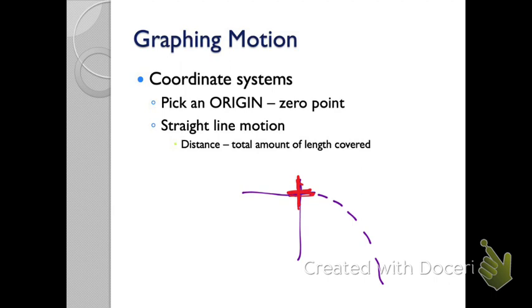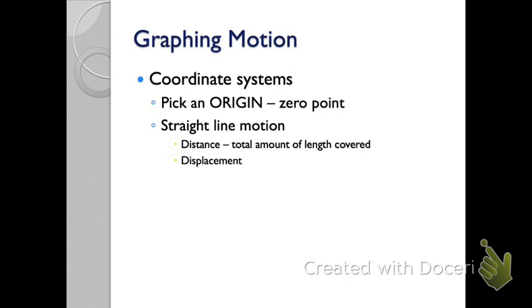All right, here are a few things that we need to know about objects that move in a straight line. We have two different ways to describe how far something has traveled. There are two definitions for how far something has traveled, and they are very different. They sound similar, but they are very different. Distance is the total amount of length that an object covered.